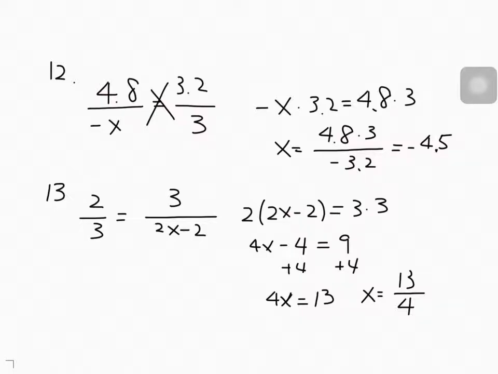Number 13. 2 over 3 equals 3 over 2x minus 2. Use cross multiplication. 2 times 2x minus 2 equals 3 times 3. Distribute the 2. So I have 4x minus 4 equals 9. X equals 13 over 4.